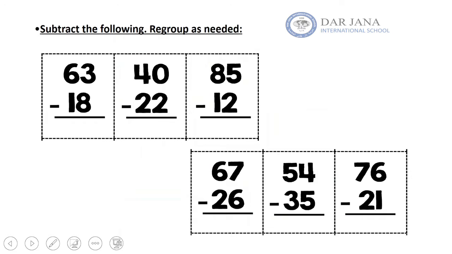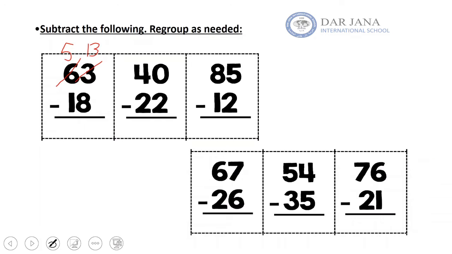Now let's start solving. 63 minus 18. Who can tell me where do we start? Yes, we always start with the ones. 3 minus 8. Can I say 3 minus 8? So, I have to go next door. I have to borrow from the tens. The 6 will be 5 because I'm taking 1 ten. The 3 will be 13.